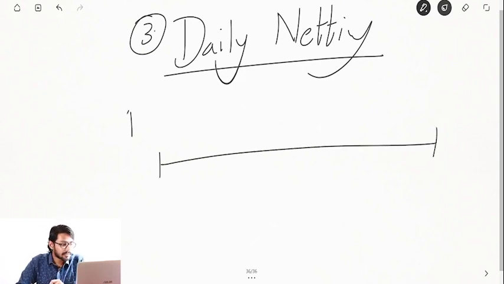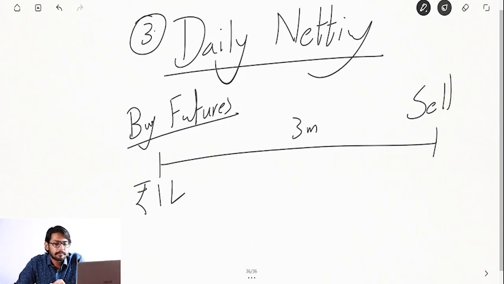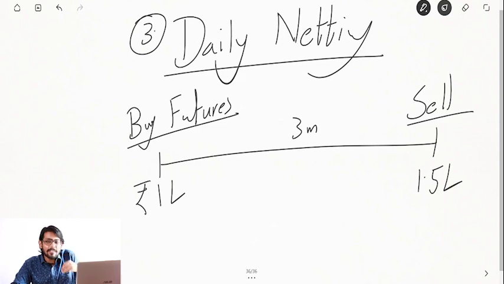Today you have bought futures, say rupees 1 lakh. Say rupees 1 lakh, you have bought futures. Okay, did you pay anything? You're not paying anything, you only made a deposit of an initial margin. Okay. After 3 months, you're selling it. Maybe after 3 months, the price of futures becomes 1.5 lakh. If it becomes 1.5 lakh, you will receive a 50,000 profit. On the last day, you will get a 50,000 profit.